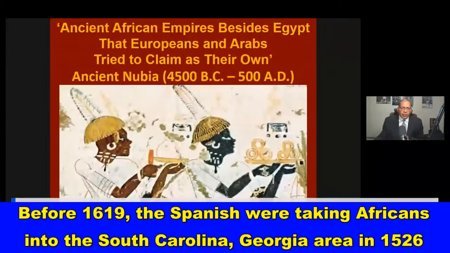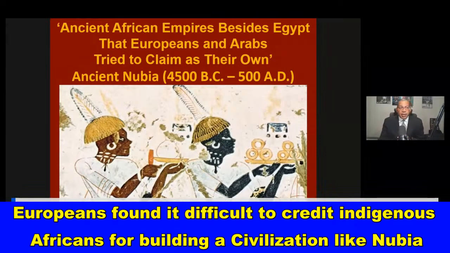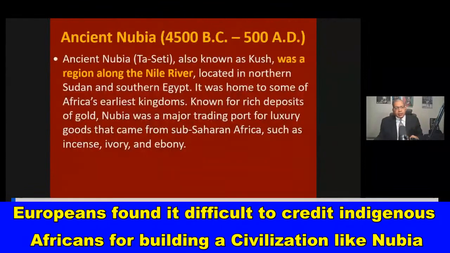Okay, so we look at some ancient African civilizations like ancient Nubia, and we look at African empires besides Egypt that Europeans and Arabs tried to claim as their own. One of them is ancient Nubia, or Ta-Nehisi, which existed from about 4500 BC to 500 AD. Nubia is the mother of ancient Kemet, or ancient Egypt, and Abyssinia, or Ethiopia, is the grandmother. So to understand ancient Kemet, ancient Egypt, you have to understand Nubia and understand Ethiopia.